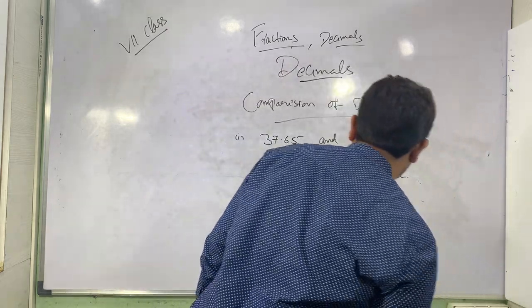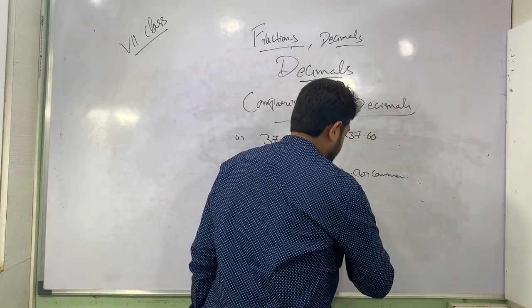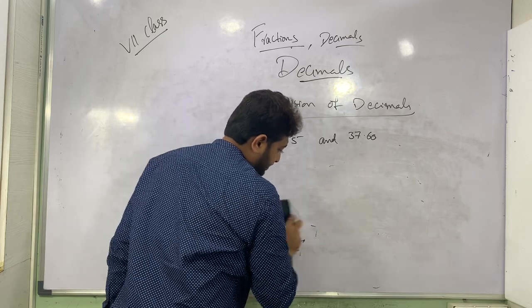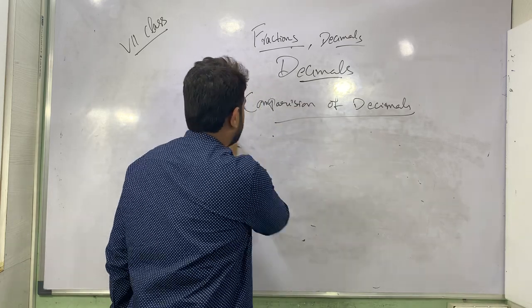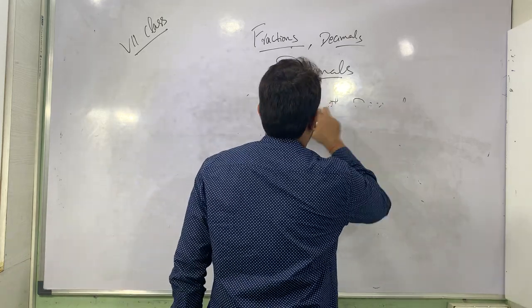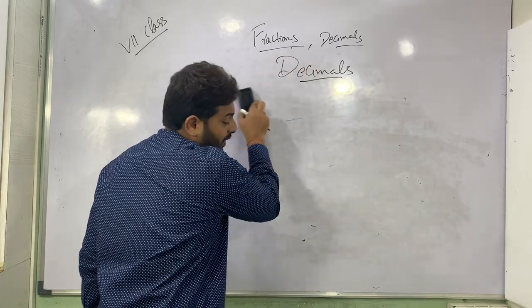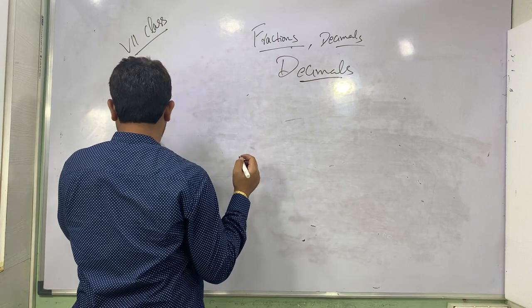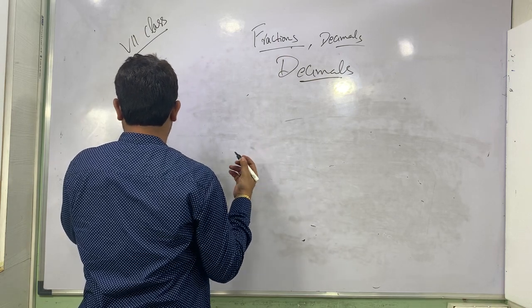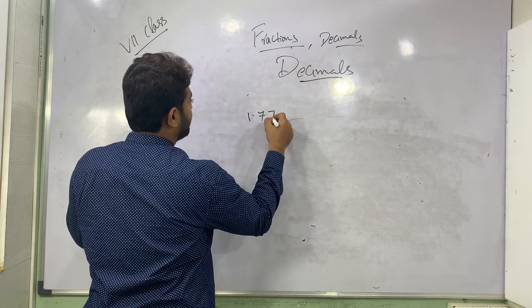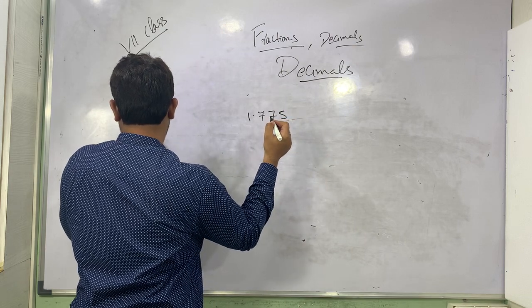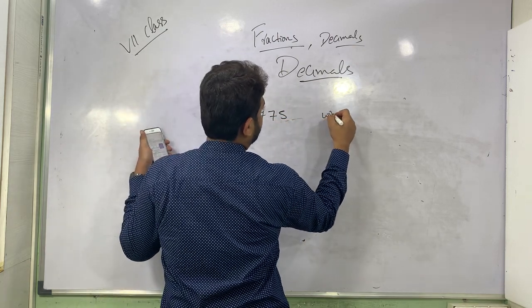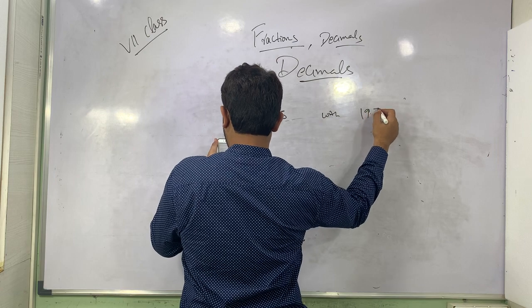Now let's take one more comparison. Is 1.775 greater or less than 19.780?